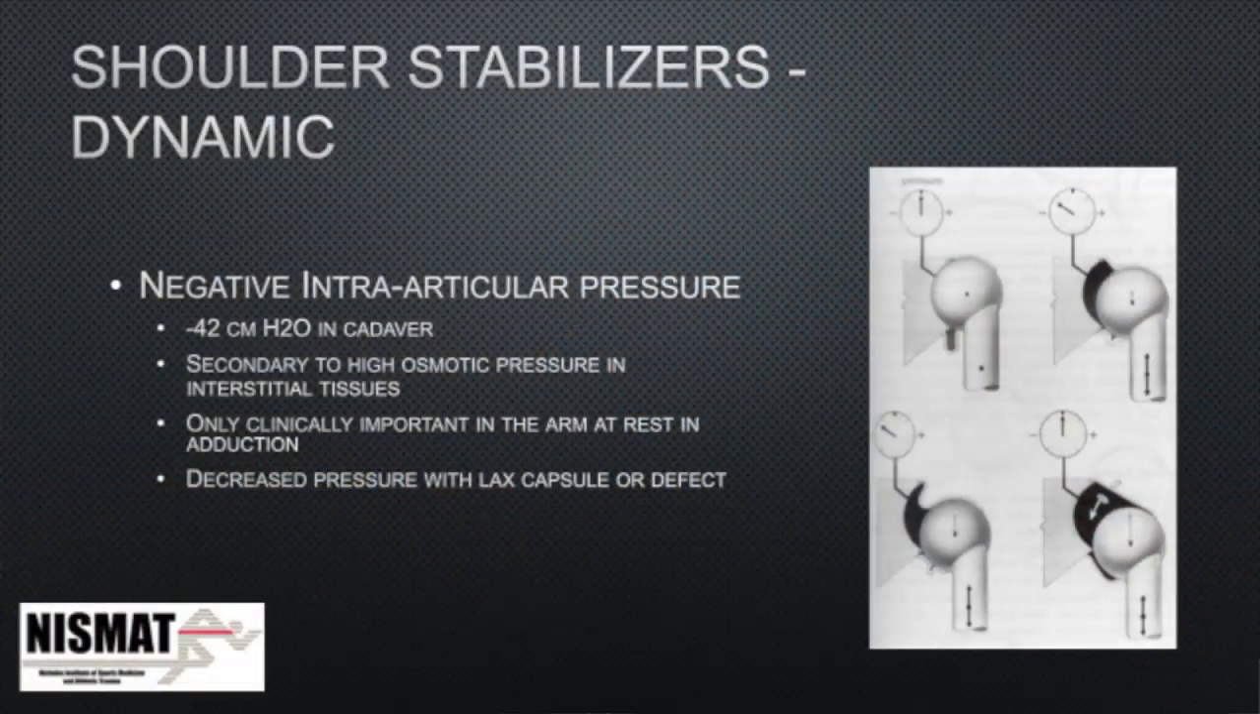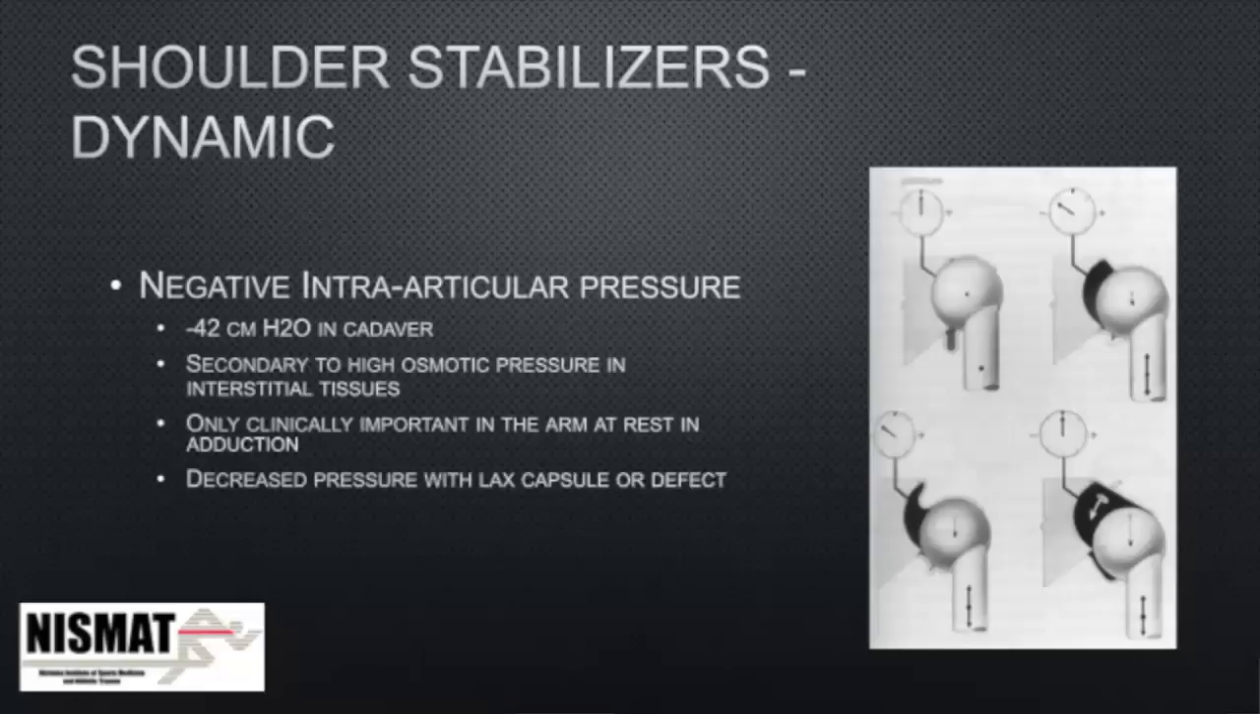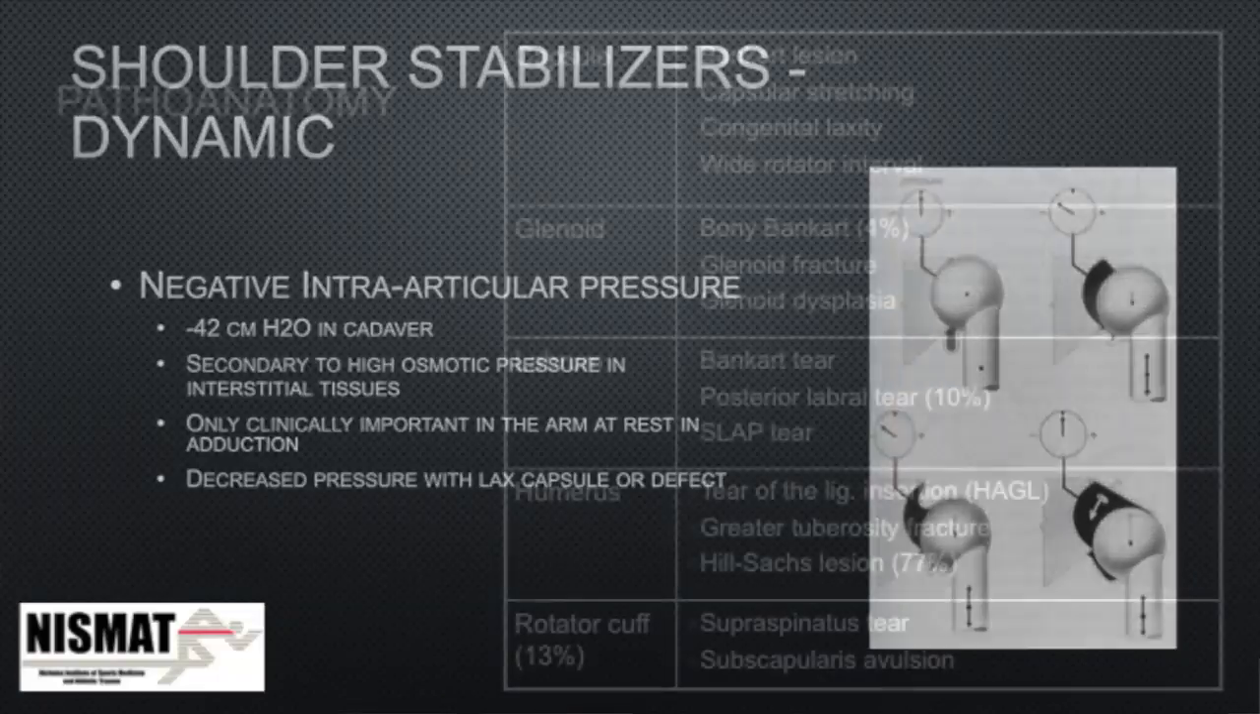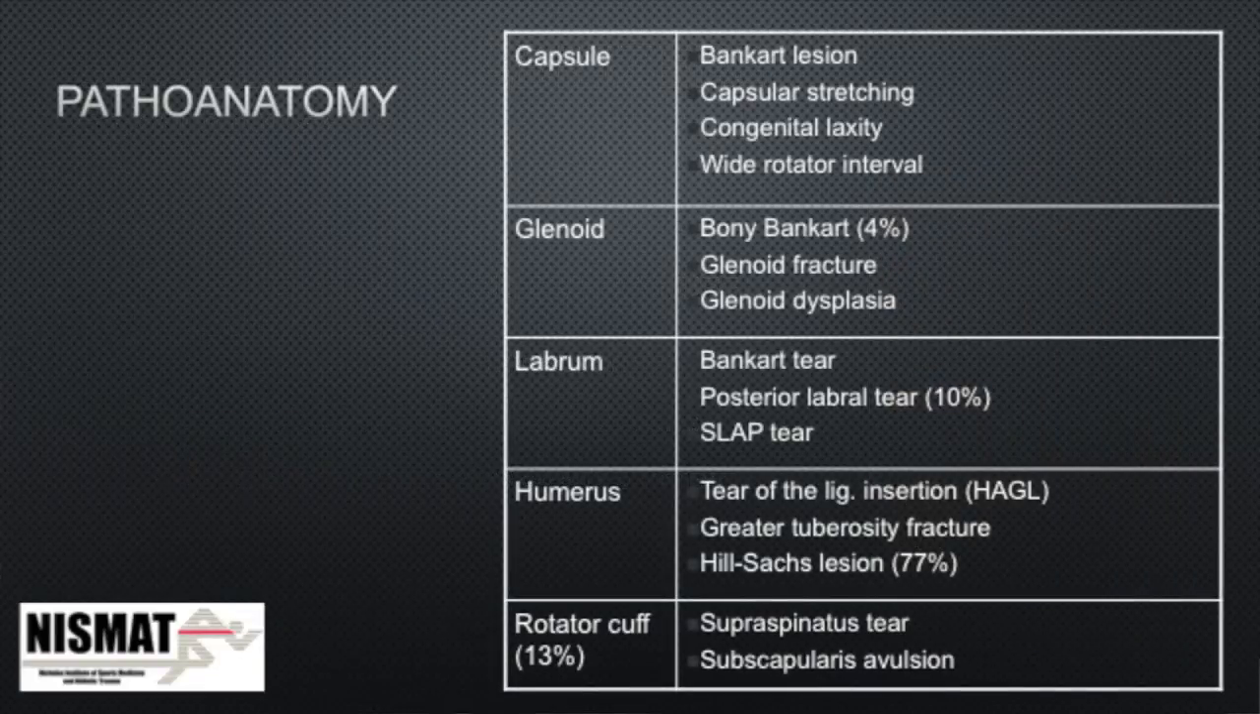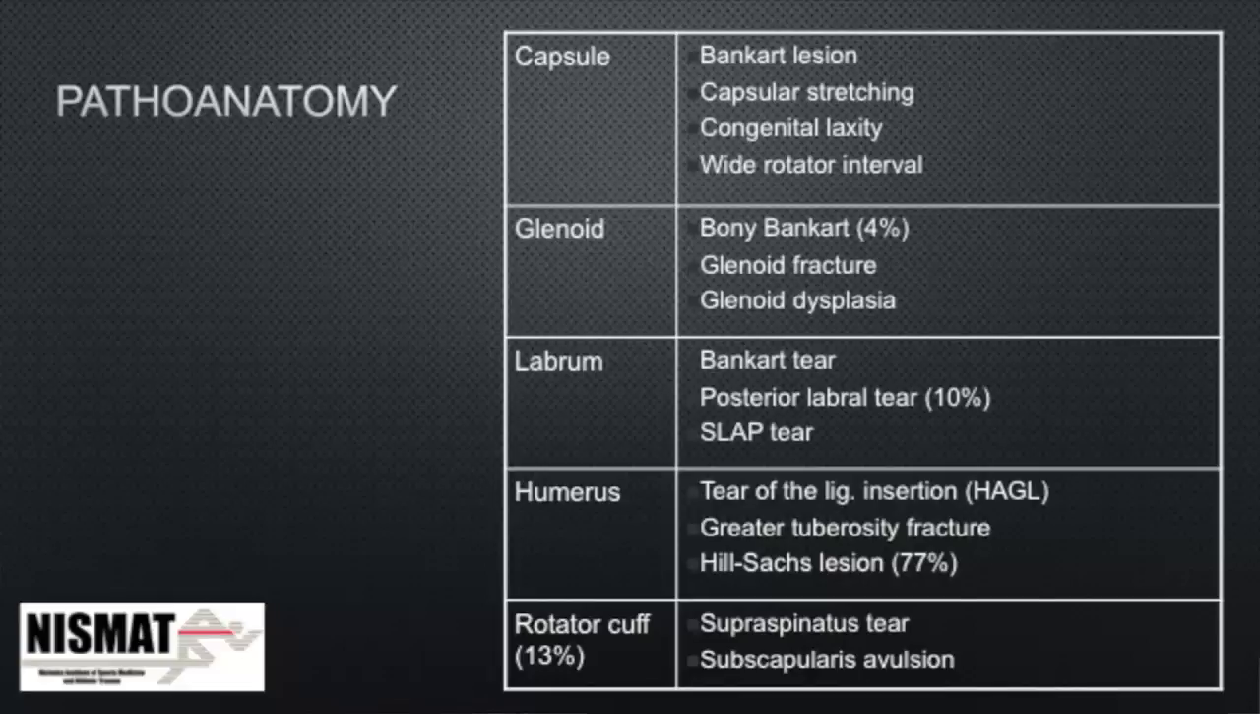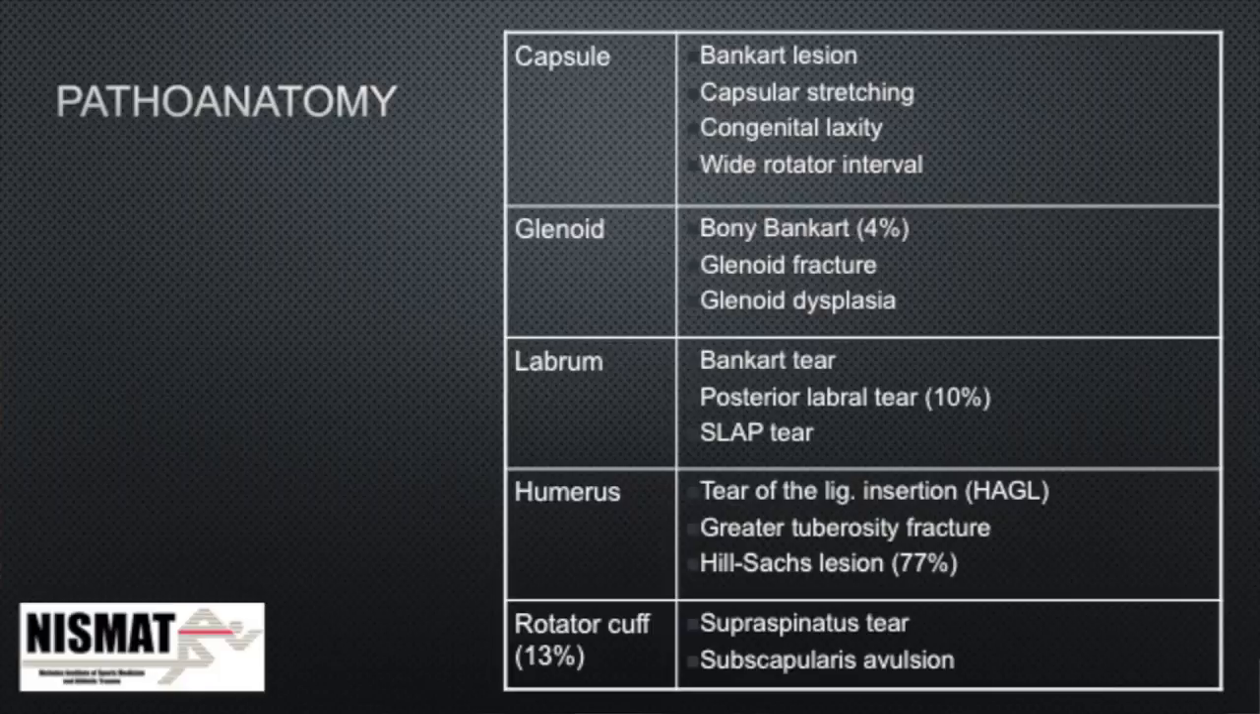I don't want to go too much through the anatomy. We know about negative intra-articular pressure, but again, pathoanatomy: capsule, Bankart lesions, capsular stretching, capsular laxity, and a wide rotator interval can cause instability. A glenoid with a bony fracture or a plastic glenoid can cause instability.